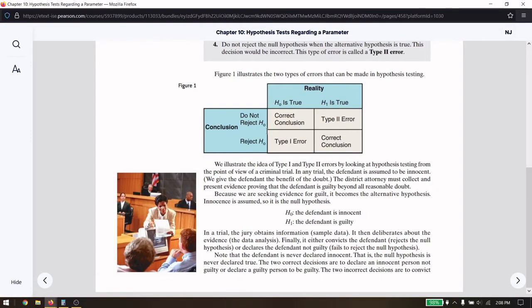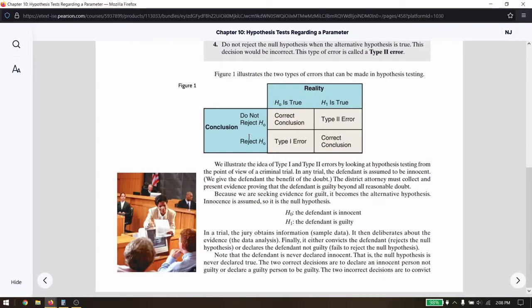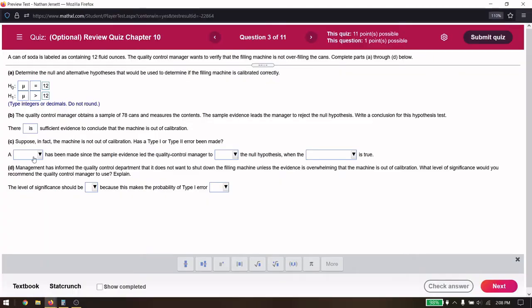So we reject H naught when it's actually true. Reject H naught when it's true. That's a type 1 error. Make sure I read that correctly. Yeah, we reject the null hypothesis when it's actually true. That's a type 1 error. A type 1 error has been made since we reject the null hypothesis when the null hypothesis is true.